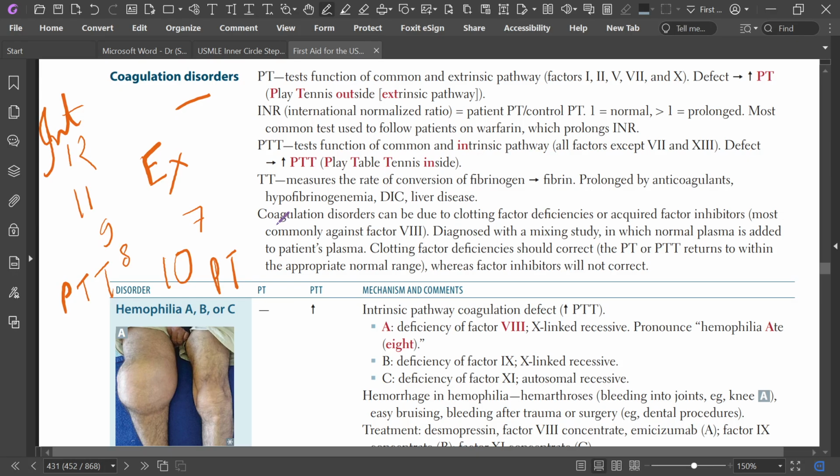Okay, and the TT, or thrombin time, measures the rate of conversion of fibrinogen into fibrin. Thrombin time is prolonged by anticoagulation and hypofibrinogenemia, DIC, and liver disease.